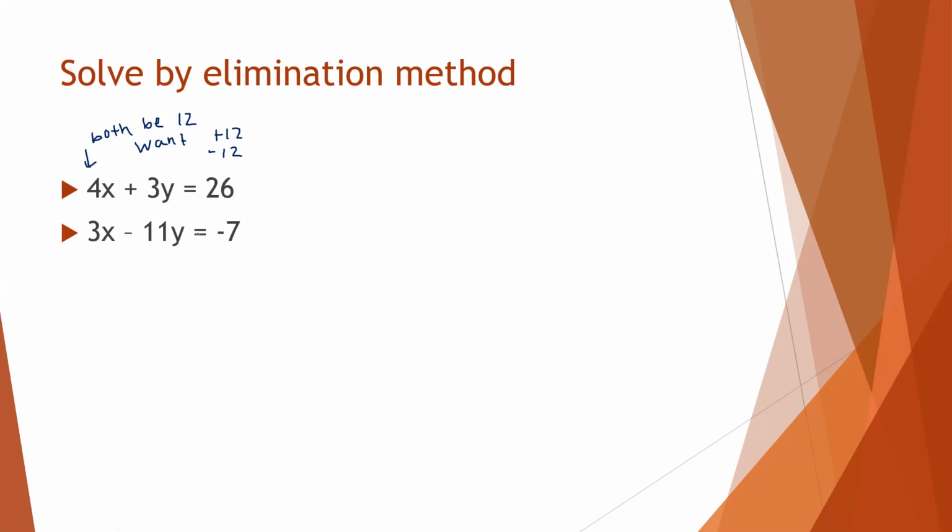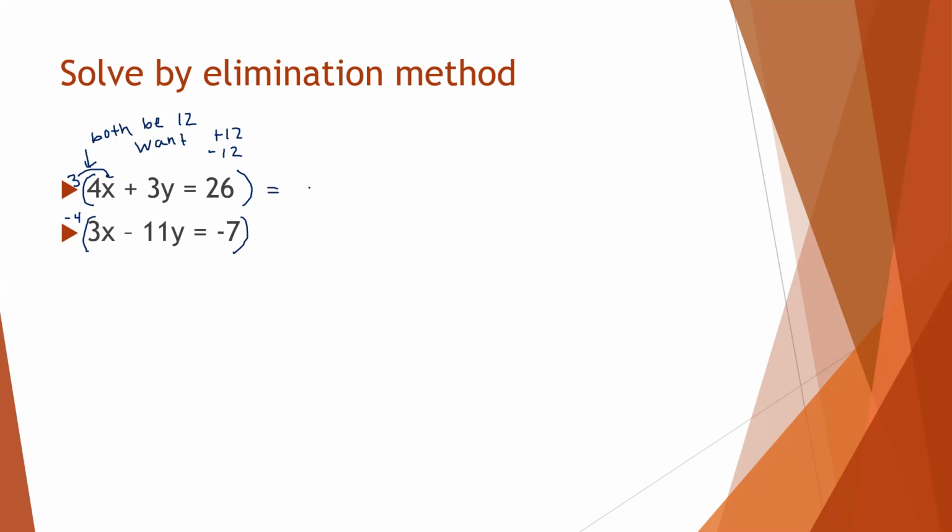I'm going to pick to multiply this entire first equation by a positive 3. And that's because 3 times 4 would give me 12. And I'm going to pick to multiply this entire second equation by negative 4. And that's because negative 4 times 3 would give me a negative 12. Remember that when I'm doing this, I need to distribute.